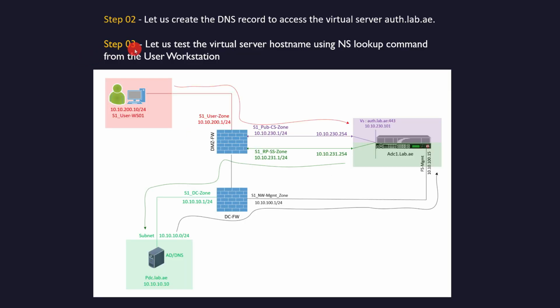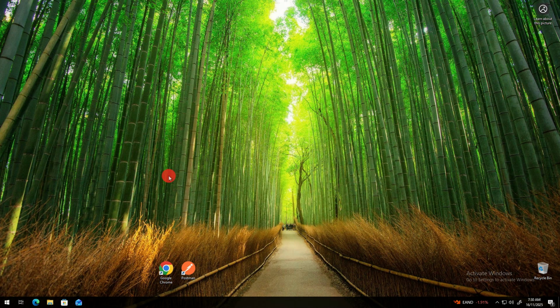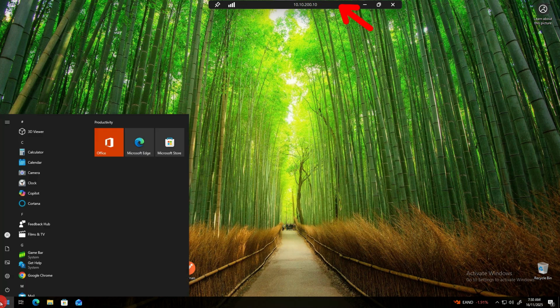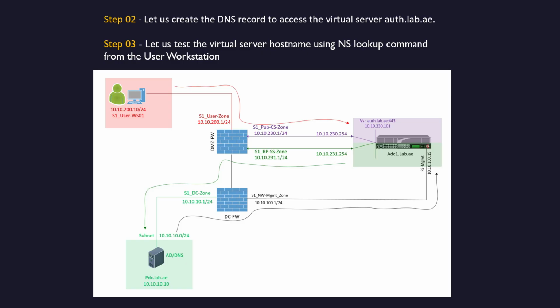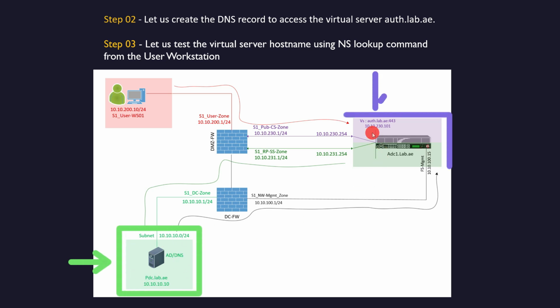In step 3, let us test the virtual server hostname using the nslookup command from the user workstation. First, let us connect to the user workstation using RDP and then open the command prompt. Here, type nslookup. Then type the hostname as auth.lab.ae. You will see the hostname resolved with the IP address, which is 10.10.230.101. This concludes that the DNS record is created for the virtual server hostname, which is auth.lab.ae, and working well from the user workstation.